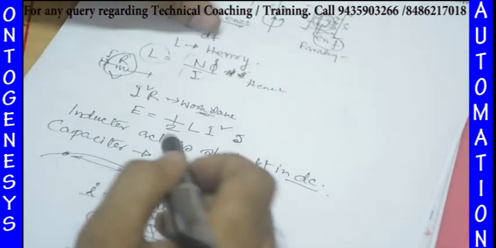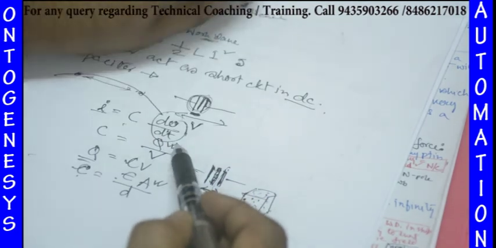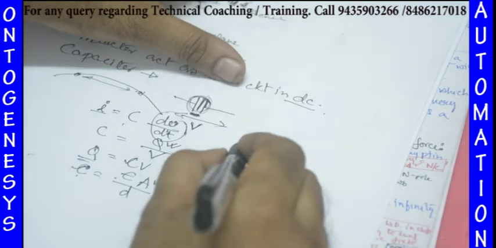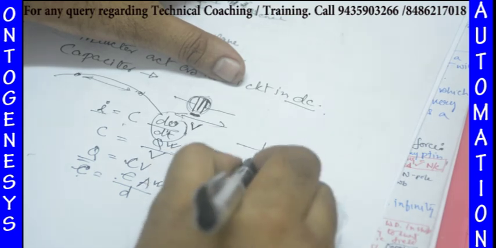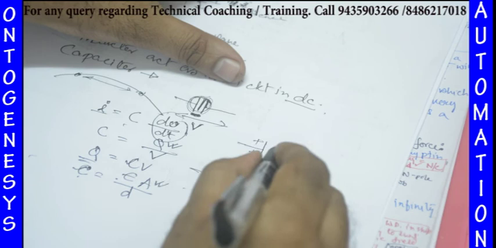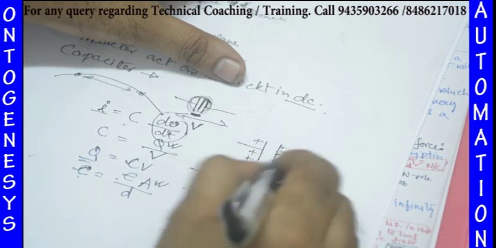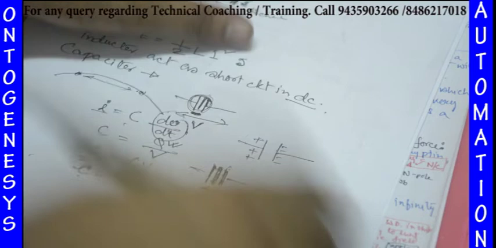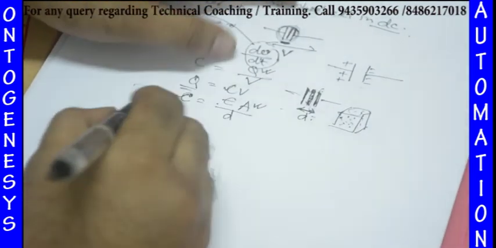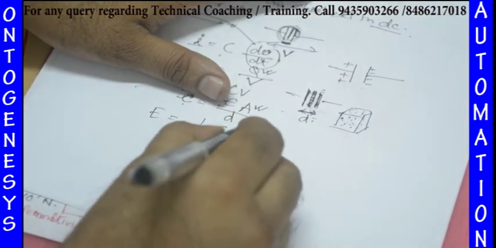Remember, inductor doesn't allow change in current, capacitor doesn't allow change in voltage. So capacitor acts as open circuit in case of DC. Once we provide DC current, the static charges will develop and this will act as an open circuit. Similarly to an inductor, energy stored in a capacitor is given by E equals half CV square.